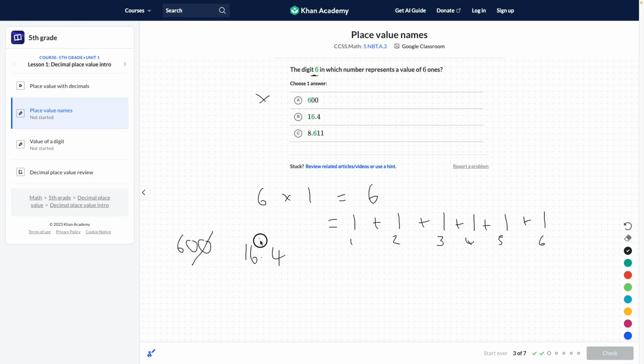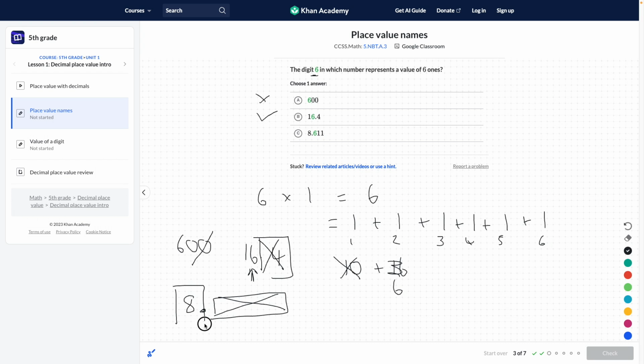Now 16.4. Let's remove the 0.4 because it's a decimal, and now we know the 6 is in the ones, because that's 10 plus 6. So this is the 10, and the 6 is looking good right now. Now 8.6, we've got 8 point, so we know everything afterwards is decimals. We can scrub that, and we know that 8 is in the ones.